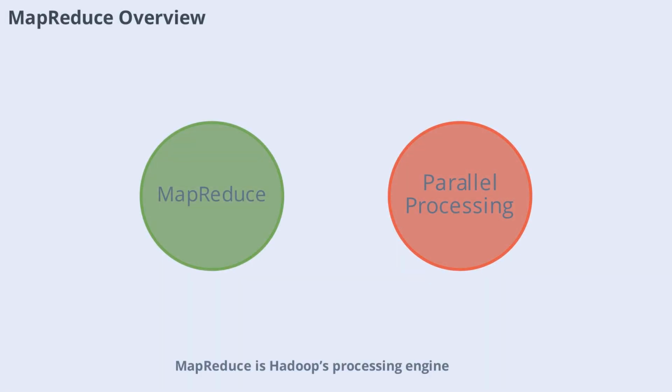MapReduce is Hadoop's processing engine. It breaks down large data processing tasks into smaller, manageable pieces. The map step processes and filters data while the reduce step aggregates results. This parallel processing model allows Hadoop to analyze huge datasets quickly and efficiently, making it ideal for everything from log analysis to machine learning.